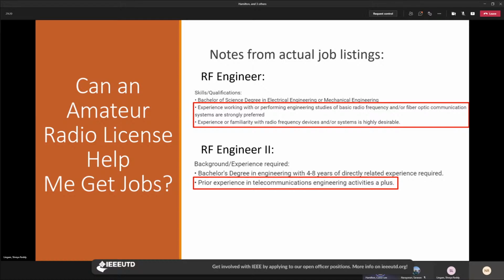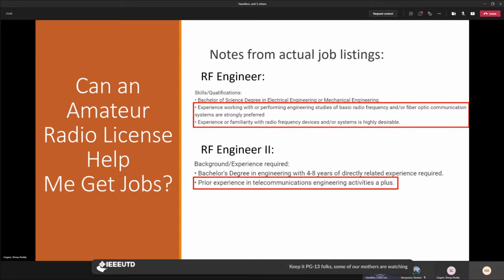We see the second job listing here, RF engineer 2. The bullet point says prior experience in telecommunication engineering activities. So that could be something like, I said, our amateur radio license or the IEEE Microwave Society. These are things that you're doing that are improving your knowledge of RF engineering, telecommunications, and like I said, learning more about the world of RF.